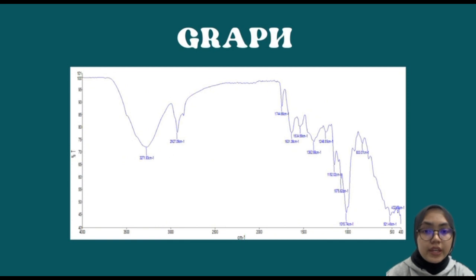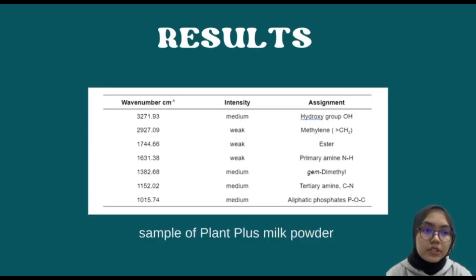The third sample that we analyzed is a sample of Plant Plus milk powder. This is a plant-based sample. So there are a few peaks that were recorded as shown in the graph. The result of this sample is we found hydroxy group, ester, aliphatic phosphate and also amine.